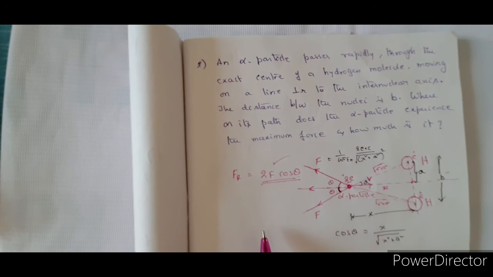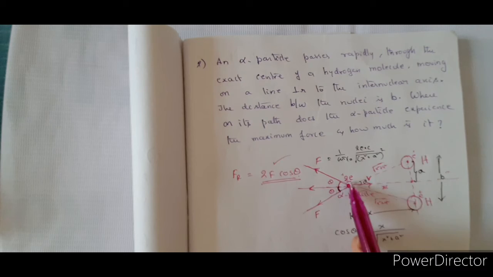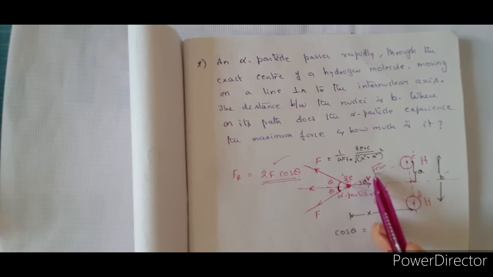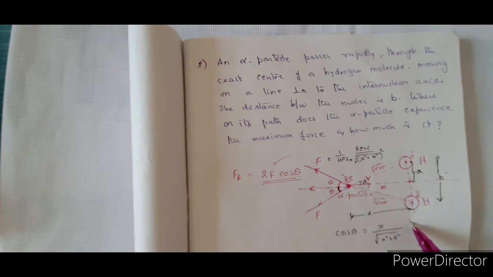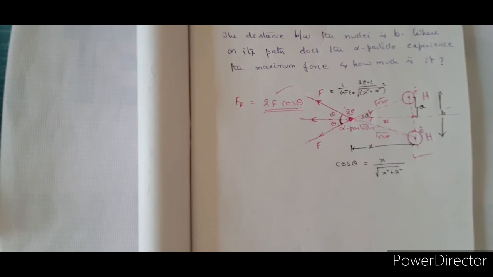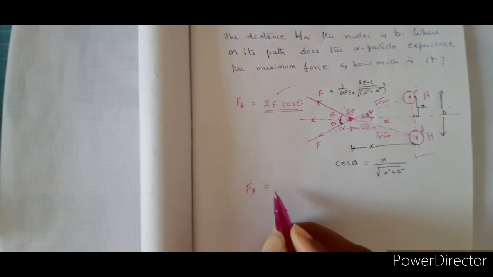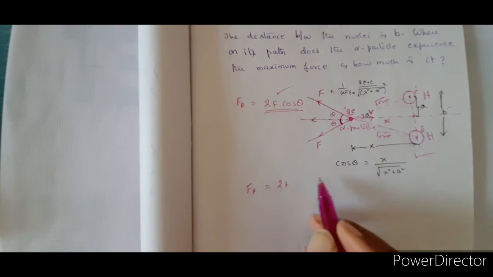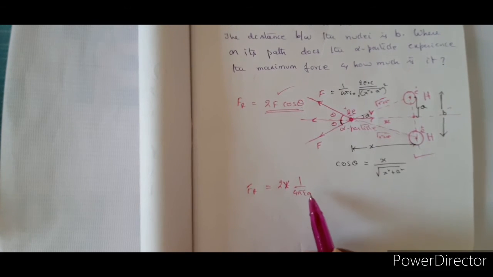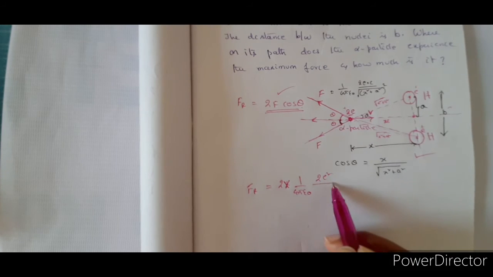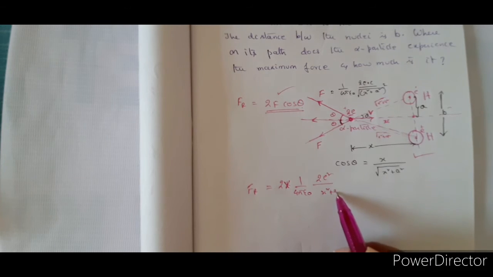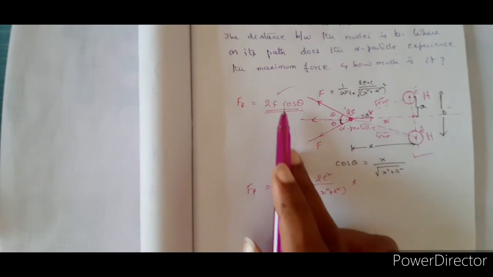We know the magnitude of the force now. Now find out cos theta from this one. If this is theta, this is theta, this is x. Adjacent side is x, hypotenuse is root of x square plus a square. So cos theta is equal to x by root of x square plus a square. Beautiful. We know everything now. Now what is the FR value? FR is equal to 2 into F, being 1 by 4 pi epsilon naught 2e into e, that is 2e square, the root and square will get cancelled, by x square plus a square, into cos theta.